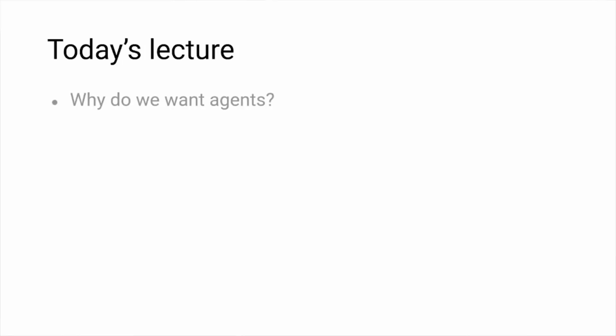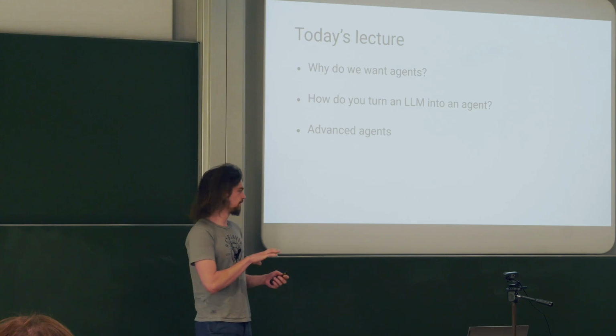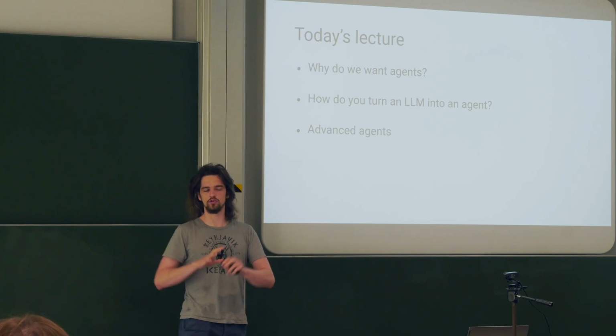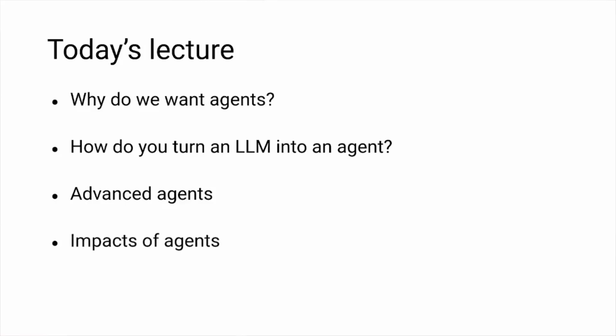Okay, so what about today? Well, first of all, I want to motivate, why do we want agents? Why aren't chatbots good enough? Then I'm going to go through how you turn a language model into an agent with some examples from my own work doing this. Then I'm going to talk to you about more advanced agents, or the sorts of things people do across the literature when they're trying to make these things more powerful. Then we're going to take a look at some of the impacts of agents, and finally, just some high-level, notable examples that you may or may not have heard before, and that might be quite interesting.